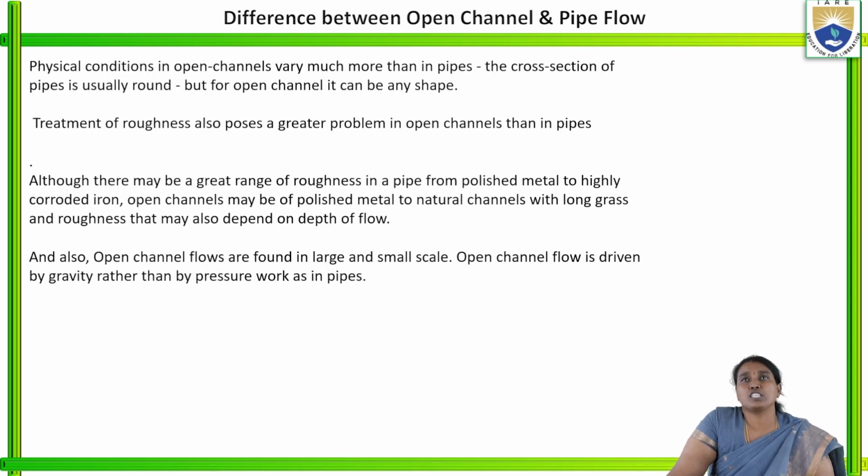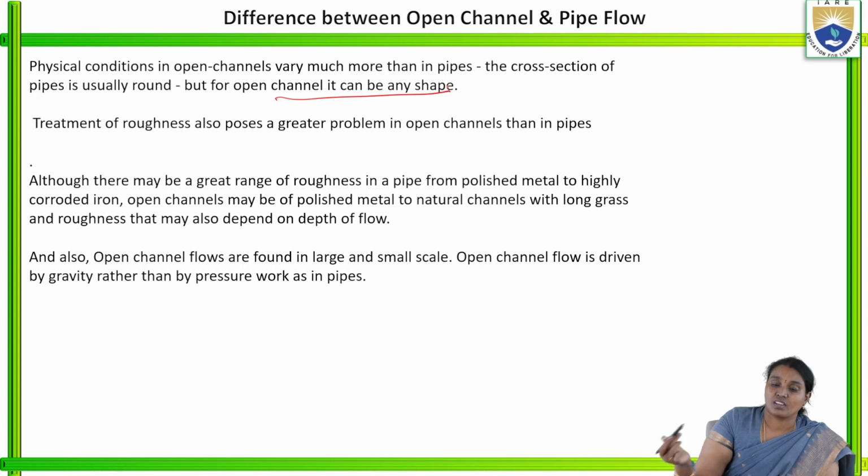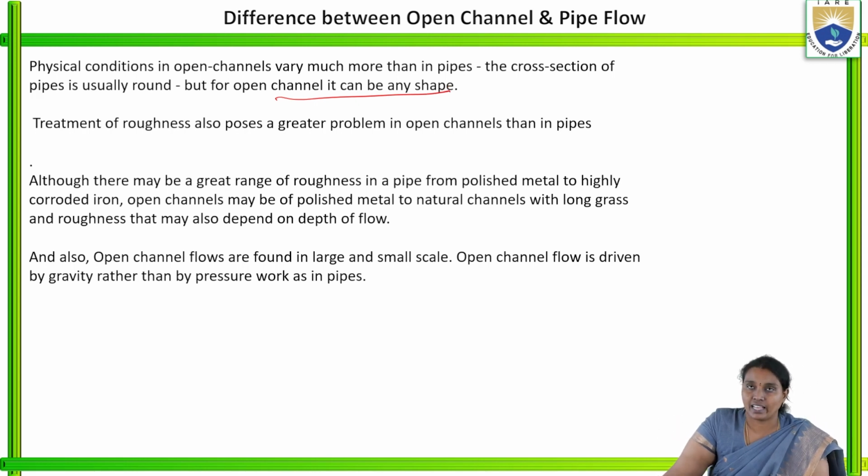Coming to the difference between open channel and pipe flow. Coming to the physical conditions, in open channels they vary very much more than in pipes. The cross section of pipes is usually round, but for open channels it may be any shape. In pipe flow, 99% of pipes are circular, round in shape. But coming to open channels, it can be any shape: rectangle, trapezoidal, triangle, circle.